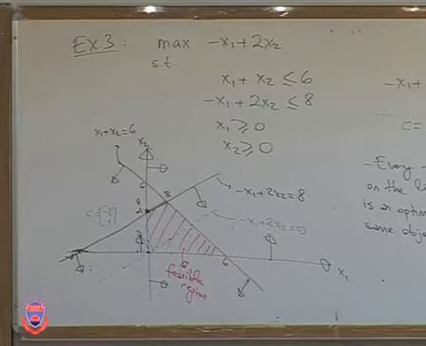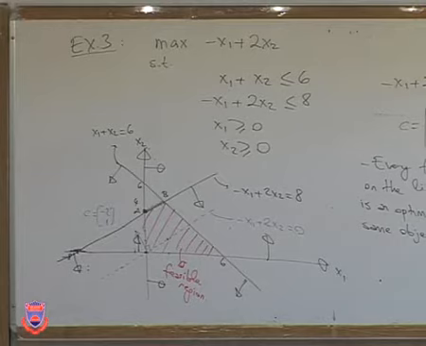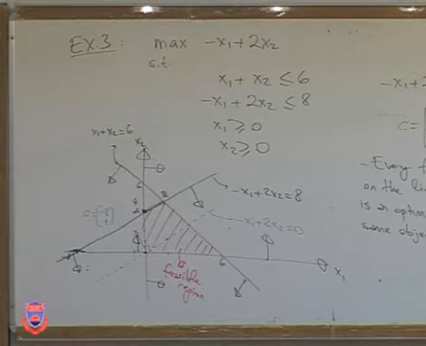So for example, in this case, there are two corner point solutions that are optimal. And this is not a coincidence. Later on we shall see that this is a very nice property of linear programming problems, and it will allow us to develop actual generalized algorithms for this problem. Okay. Any questions?